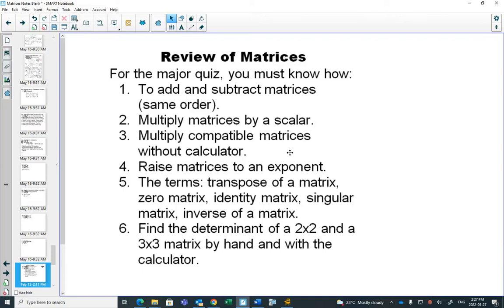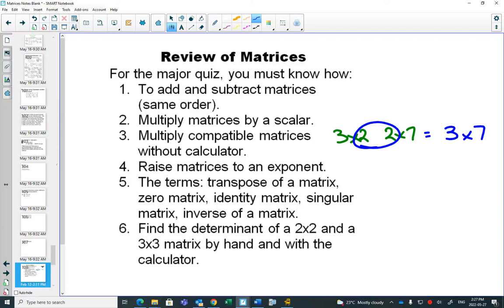So the adding and subtracting almost seems like it should be taught in grade 7 because it's that easy. But then we get to multiplying compatible matrices. That's when things are complicated, that the columns of the first matrix and the rows of the second have to be the same. In other words, this would be possible: a 3 by 2 multiplied by a 2 by 7. This would be possible since the middle numbers are the same. And the resulting answer matrix would be what size? A 3 by 7.